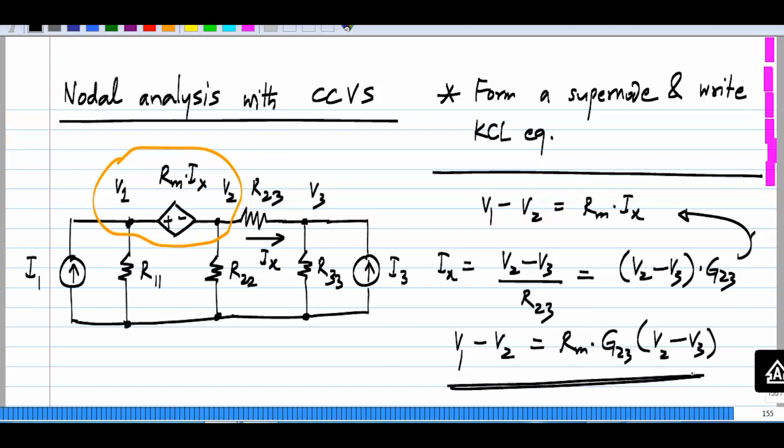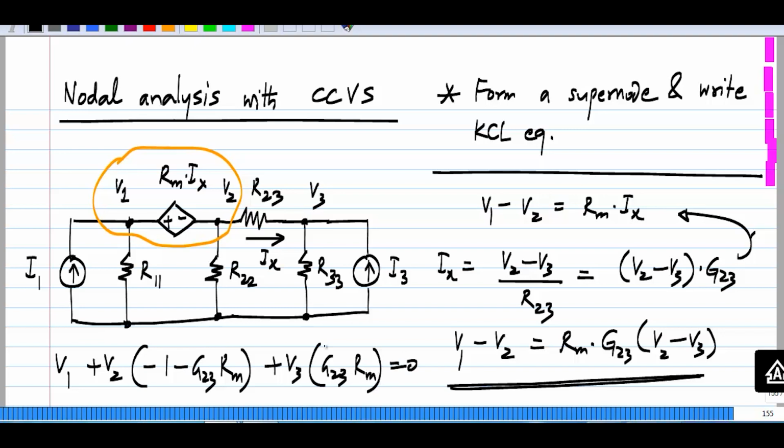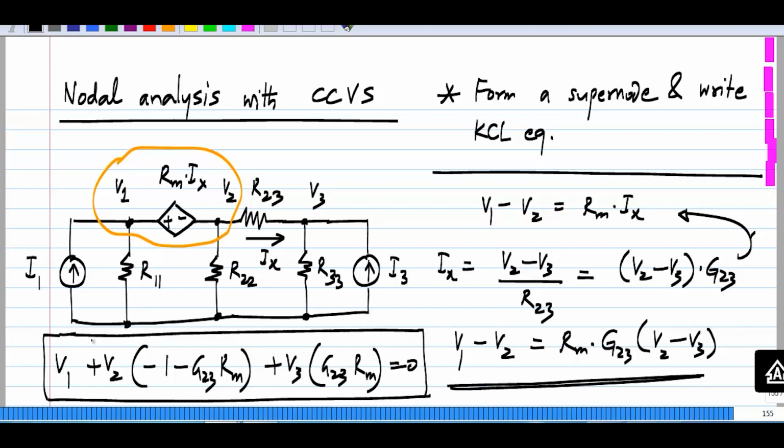Okay. Now, as with the voltage controlled voltage source, the right hand side also consists of variables. So we take them to the left hand side and write V1 plus V2 times (minus 1 minus G23 Rm) plus V3 times G23 Rm to be equal to 0. Okay. So this is how we write the equation, and you see that it has actually come out quite similar to the case with the voltage controlled voltage source.